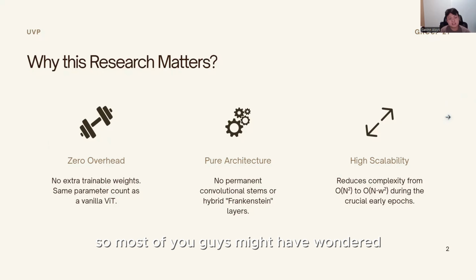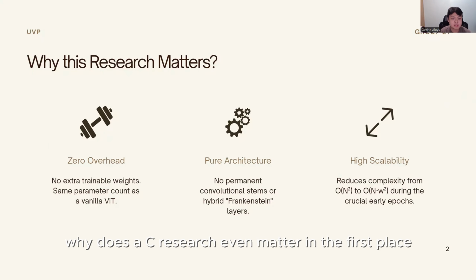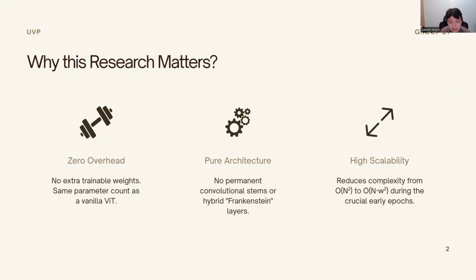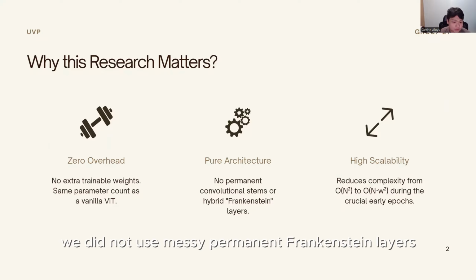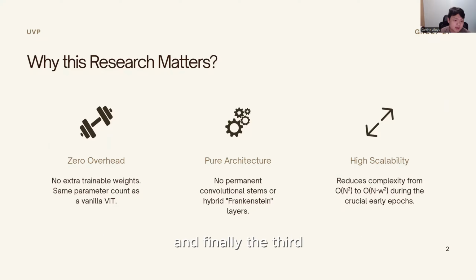So, most of you might have wondered, why does this research even matter in the first place? Alright, let me bring it up for you. First, zero overhead. We did not add any extra weights. Second, pure architecture. We did not use messy, permanent Frankenstein layers. And finally, the third, high scalability. We make the early training phases faster and much cheaper to run.